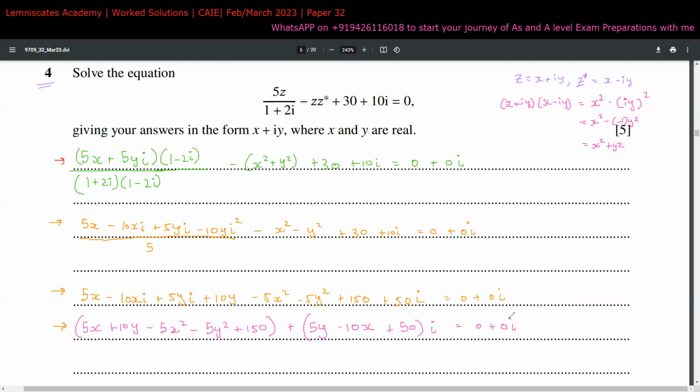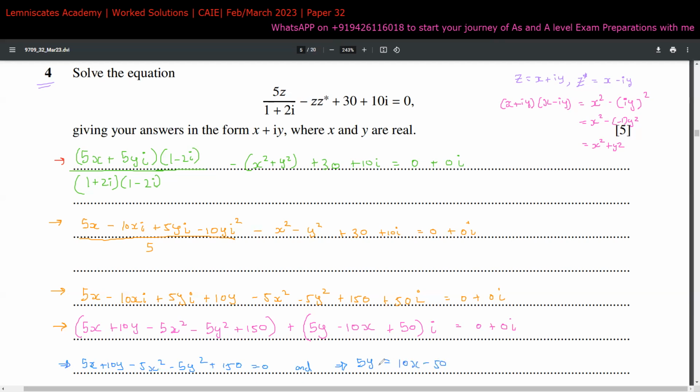Now I can just say that this is equal to 0 and this is also equal to 0. So this implies 5x plus 10y minus 5x square minus 5y square plus 150 is coming out to be 0. And this also implies that if I make, let's say, y the subject of formula, if it's equal to 0, then this will become 5y is equals to 10x minus 50.